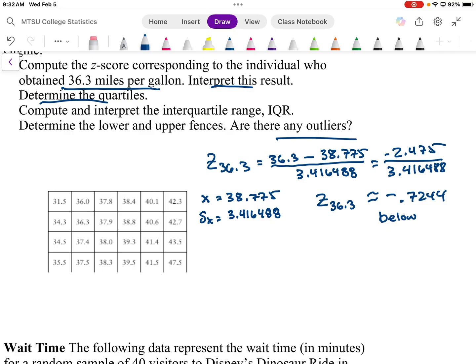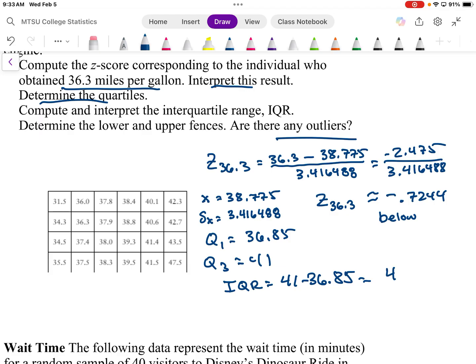What are the quartiles? Again, I'm just going to go back out, get a 1 var stat. It probably would have been more economical just to go ahead and write it down when we first did it. So as I look at my 1 var stats, Q1 is equal to 36.85. My Q3 is 41. The min, the max, and the median are my 5-number summary, but I don't need them for this part. So my IQR is 41 minus 36.85. So clear screen, 41 minus 36.85 gives me 4.15.